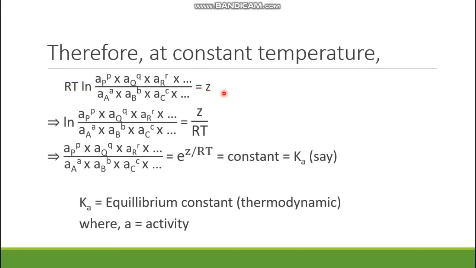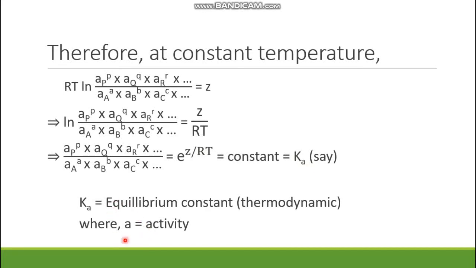Now RT goes to the right hand side and it takes the position in the denominator, while Z is placed in the numerator. So we get Z by RT, and if this logarithm, natural log, is eliminated, then right hand side goes to the exponential power, so it becomes e to the power Z by RT. So as it is said that the whole operation is taking place at constant temperature, then T is also a constant. We know that R is gas constant, which is a constant, and Z is also a constant. That means exponential Z by RT is also another constant, and let us say this constant is Ka. Okay, and this Ka is the thermodynamic equilibrium constant of the chemical reaction.